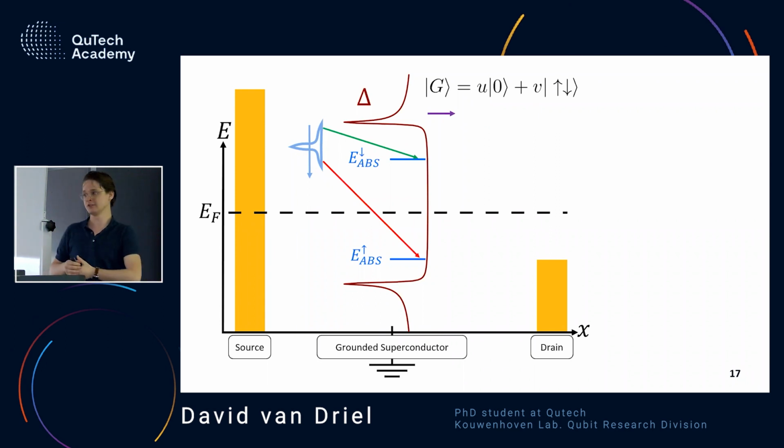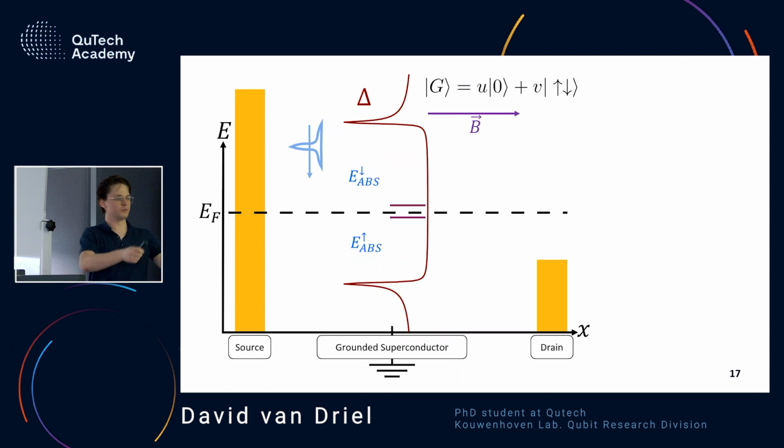So again, I told you there's two ways to go from singlet to doublet. You can add down electrons or you can remove up electrons. In this case, you cannot remove the up electrons because they cannot go into the lead because it's biased to be above the Fermi level. In this case, you can add down electrons because that state is empty and electrons can go this way.